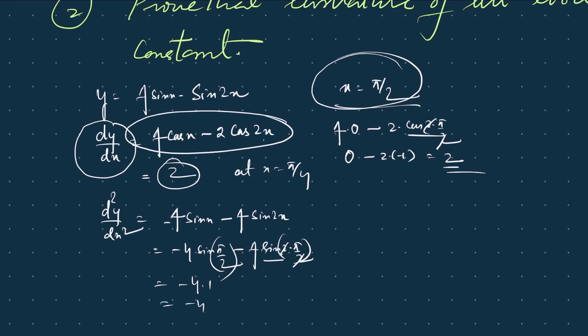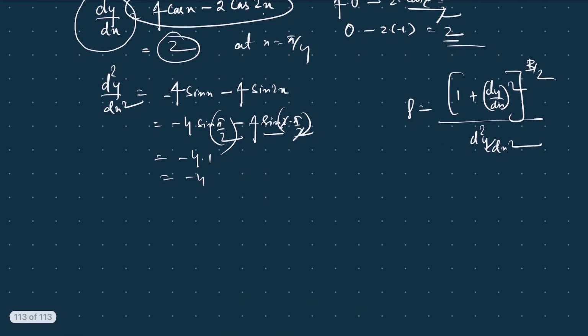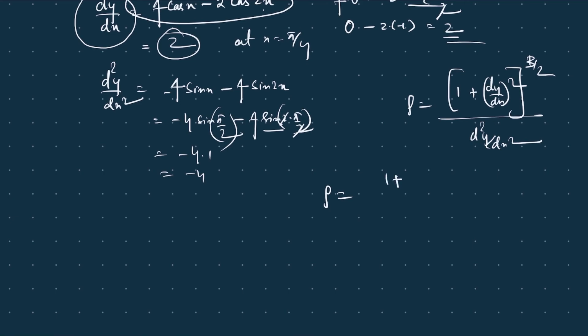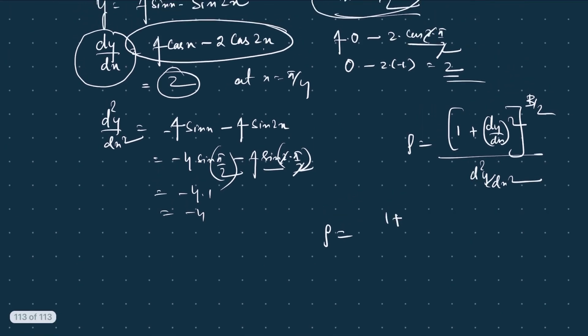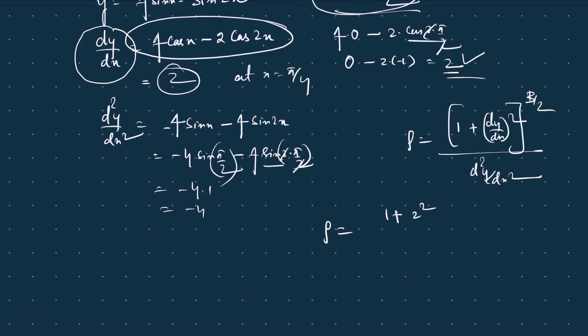Now we need to find rho. What is the rho formula? Rho is equal to 1 plus dy by dx square, to the power 3 by 2, divided by d square y by dx square. This is the formula to find rho. dy by dx is 2, so 1 plus 2 square, to the power 3 by 2, and d square y by dx square is minus 4, so I replace it by minus 4. The 2 square is 4, 4 plus 1 is 5. So 5 to the power 3 by 2 divided by minus 4.